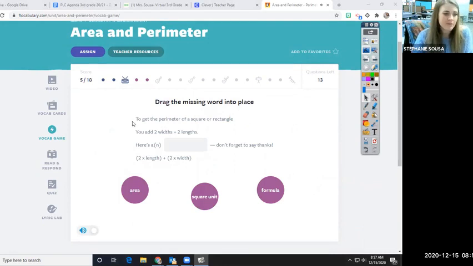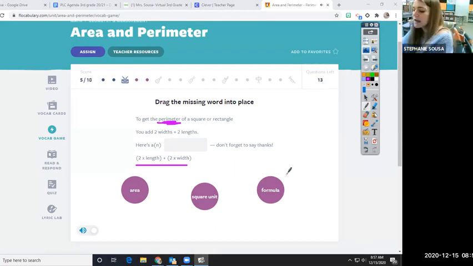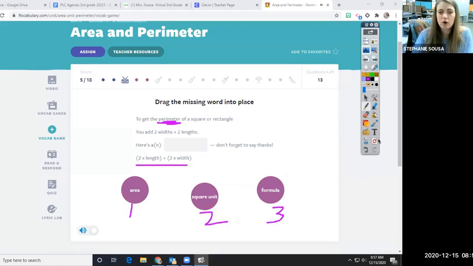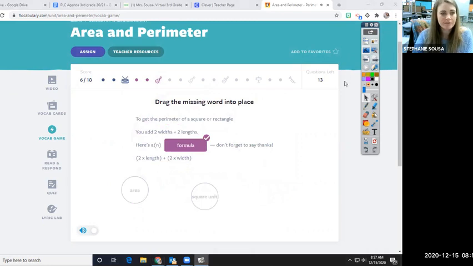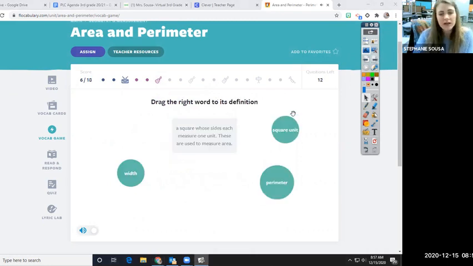To get the perimeter of a square or rectangle, you add 2 widths plus 2 lengths. Here's a blank. 2 times length plus 2 times width. We just wrote that down. What is that called? Is that an area, a square unit, or a formula? Very good. The equation that you used to figure it out is a formula.